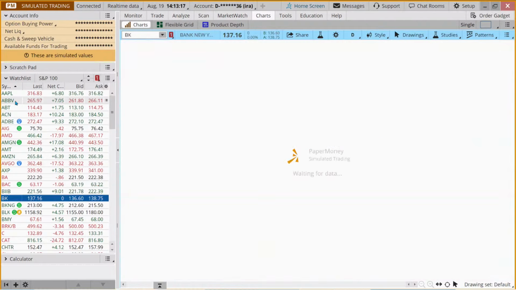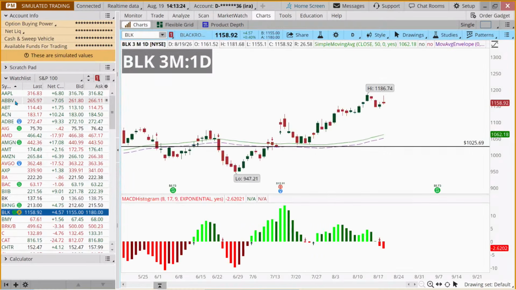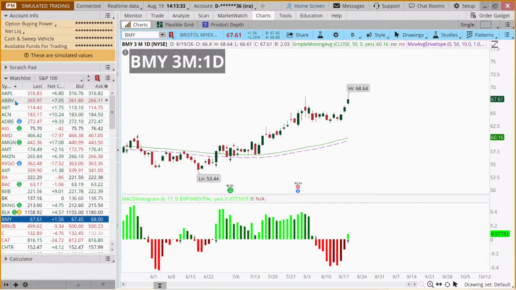Okay. BK doesn't come up. Booking. 3, 2, 1. BLK. Valid buy signal or no? 3, 2, 1. BMY. Valid buy signal or no? How long ago? This one goes on the other side. This one goes on the 1 or 2 day one. You guys see that?